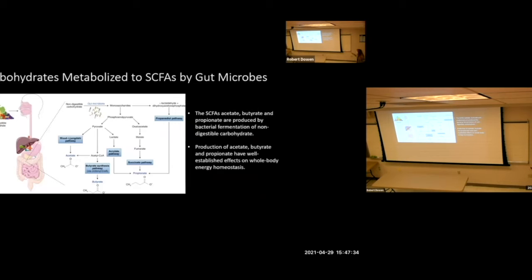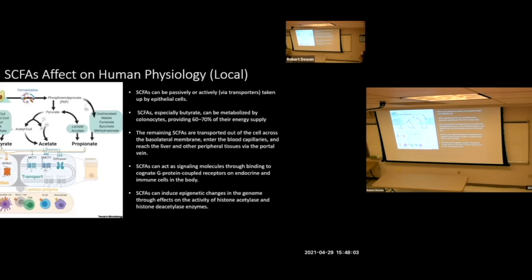I just mentioned that these non-digestible carbohydrates, mostly coming from fruits and vegetables, are being fermented by your gut microbiome into short chain fatty acids, specifically acetate, butyrate, and propionate. Those three short chain fatty acids are known to have effects on whole body energy homeostasis. They can have an effect on the local environment where they're produced, and also a systemic influence.